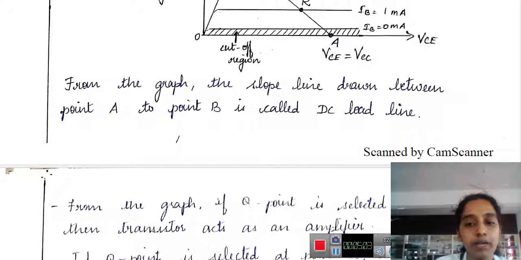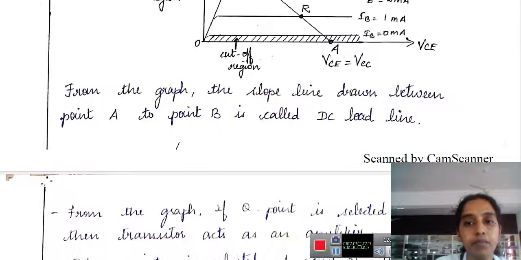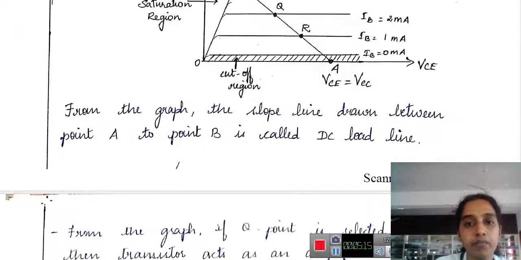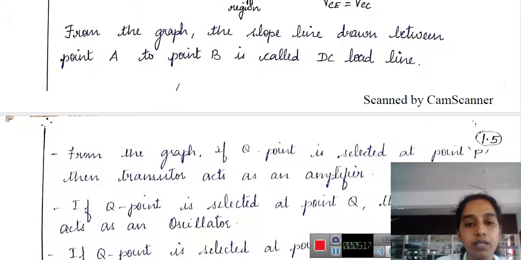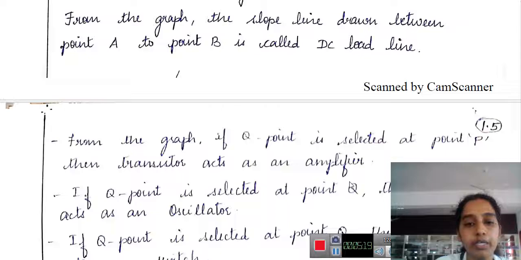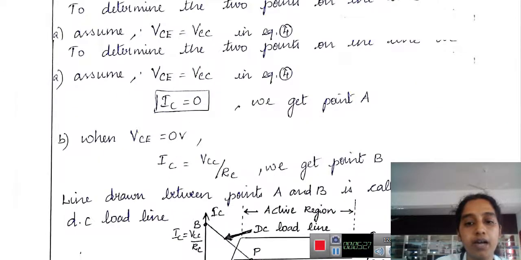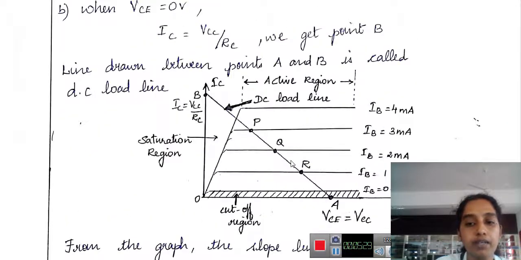From the graph, if the Q point is selected at point P, then the transistor will work as an amplifier. If the Q point is selected at point Q, then it acts as an oscillator. If the Q point is selected at point R, it acts as a switch.